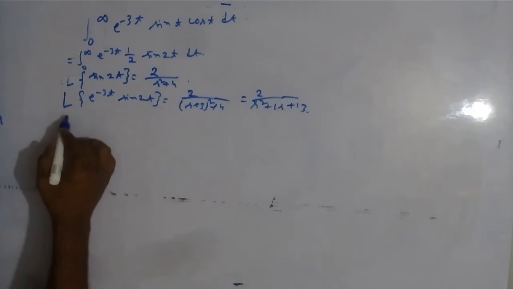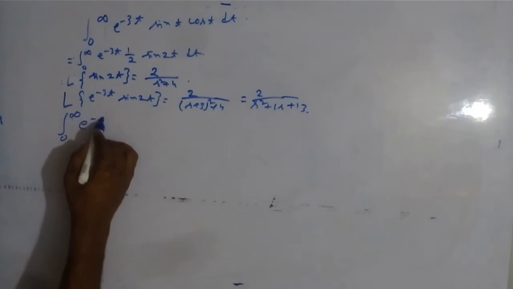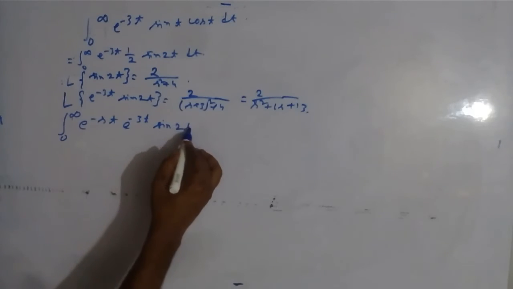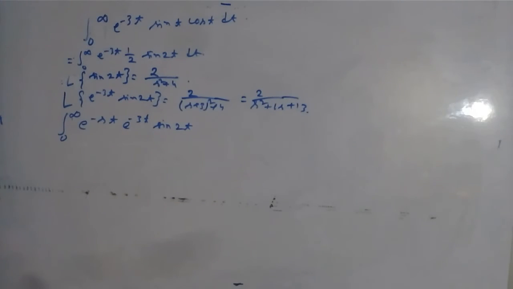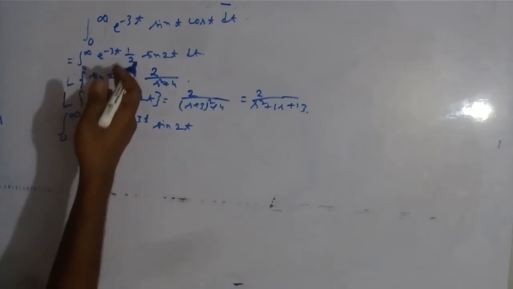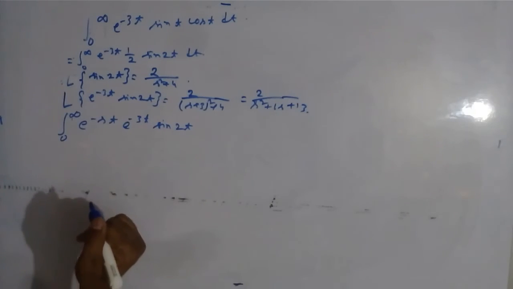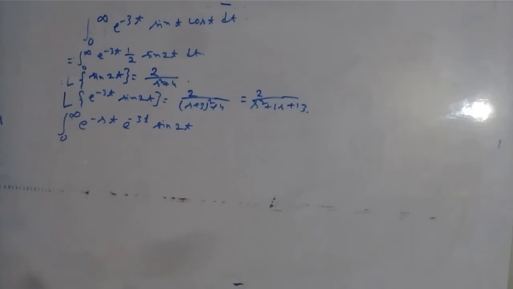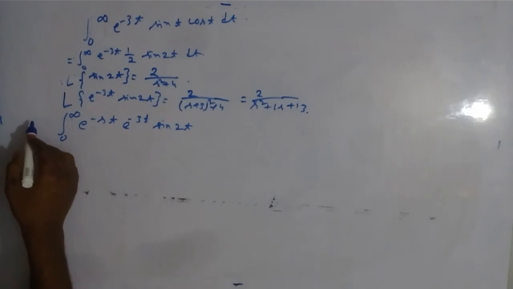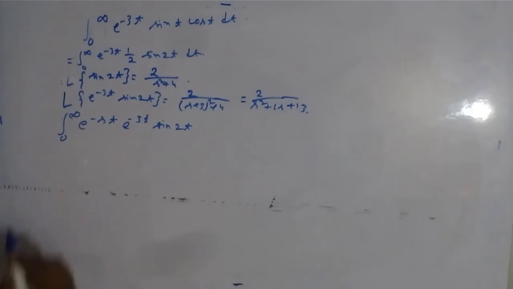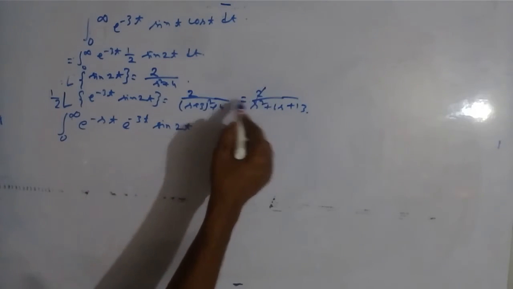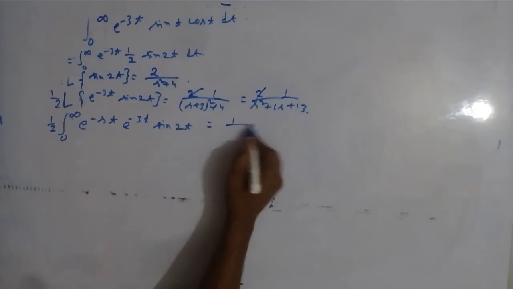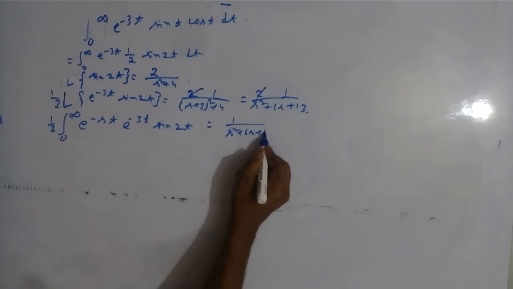By the definition of Laplace transform we can write the integration from 0 to infinity of e to the power minus st into f(t), that is this function e to the power minus 3t sin 2t. Here I have not taken the half, so half will be multiplied. If we multiply by half, the 2 will be cancelled. So half into this is equal to 1 by s square plus 6s plus 13.